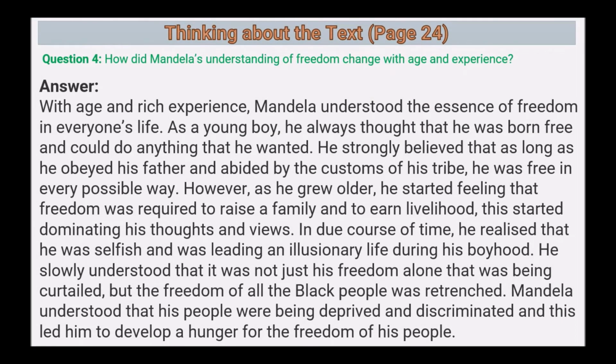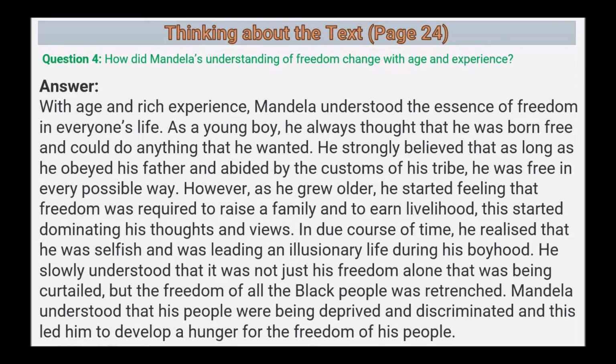Next, how did Mandela's understanding of freedom change with age and experience? With age and rich experience, Mandela understood the essence of freedom in everyone's life. As a young boy, he always thought that he was born free and could do anything that he wanted. He strongly believed that as long as he obeyed his father and abided by the customs of his tribe, he was free in every possible way.